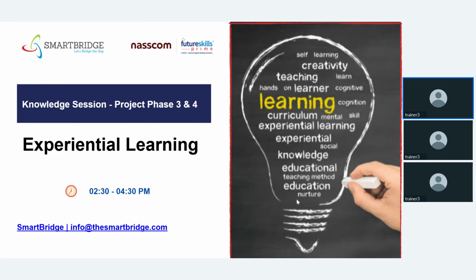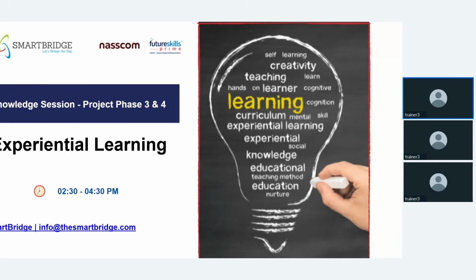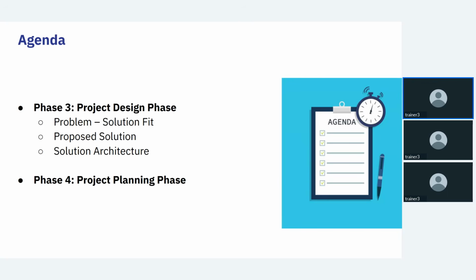So in the previous session we discussed phase 1 of project implementation. Today we'll see two more phases, that is phase 3 and phase 4. In this, I'll explain how to design a solution for the problem, and how to find a unique solution.